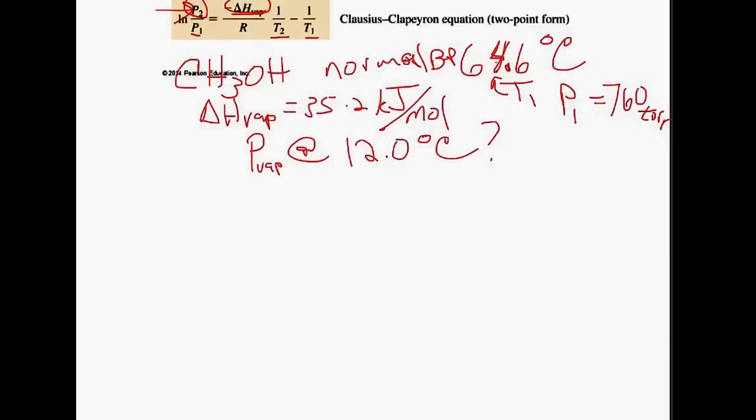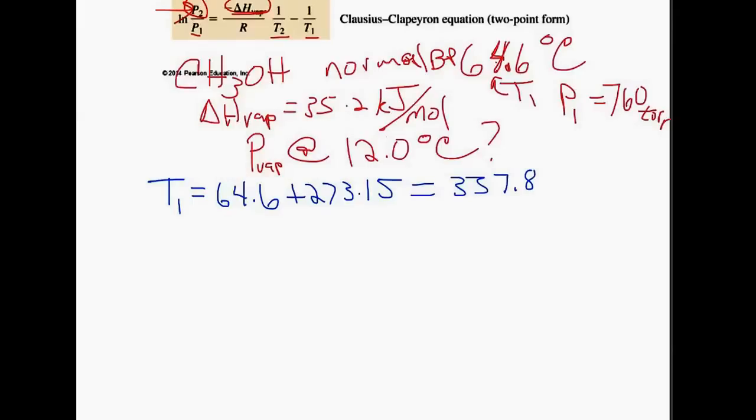Either you didn't turn off the video, or you did. I don't know. But let's see how to solve this problem. So the first thing we got to remember, temperatures have to be in Kelvin. So we got to take 64.6 and add it to that value. That's the conversion factor, and we come up with 337.8 Kelvin.